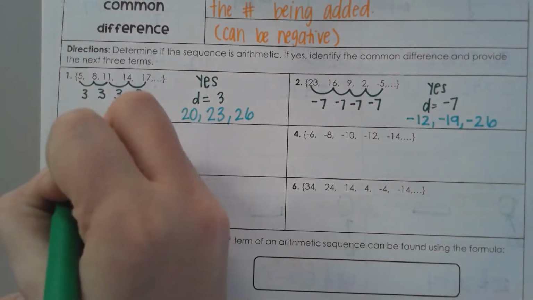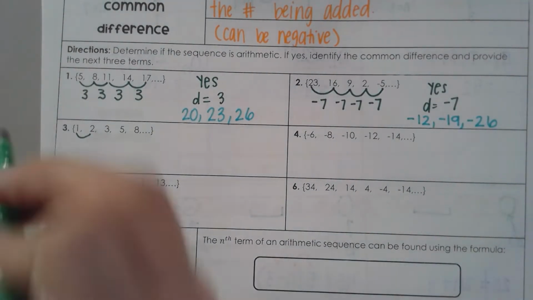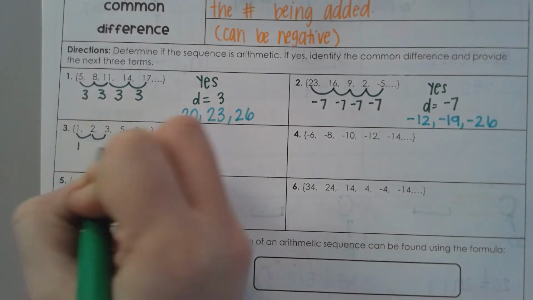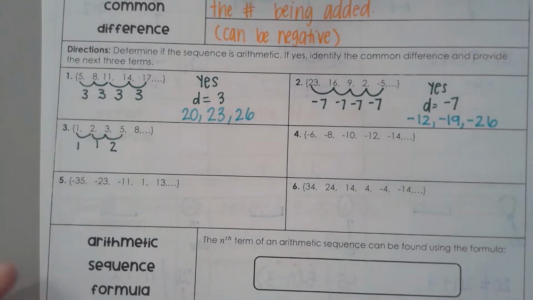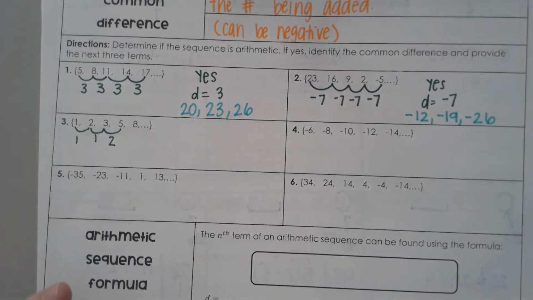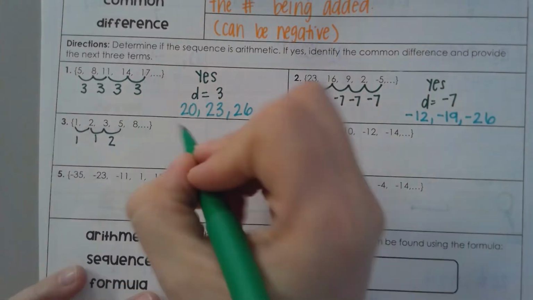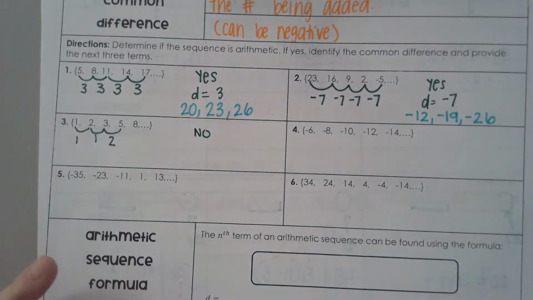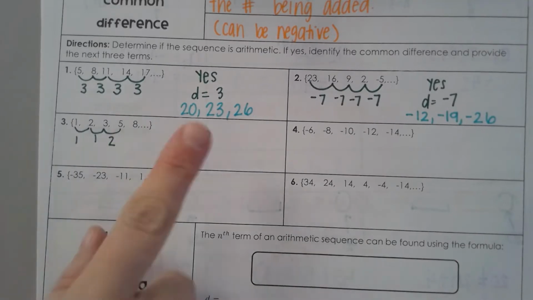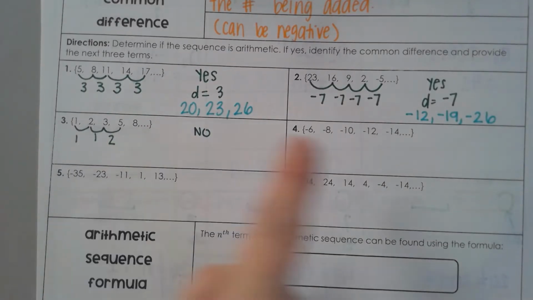Alright, so from 1 to 2, what do I add? 1. 2 to 3? 1. 3 to 5? 2. It does not stay the same all the way across. So it's going to be a no. It is not arithmetic because it's not the same. And we don't have a common difference. We don't have the next 3 terms because it's not the same all the way across. So if it's a no, we just move on.